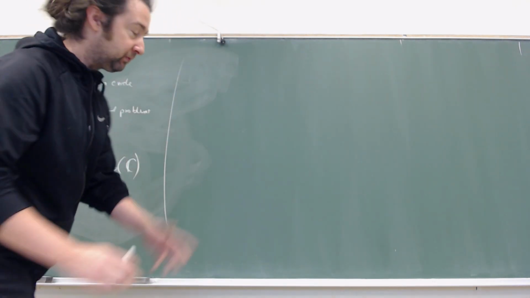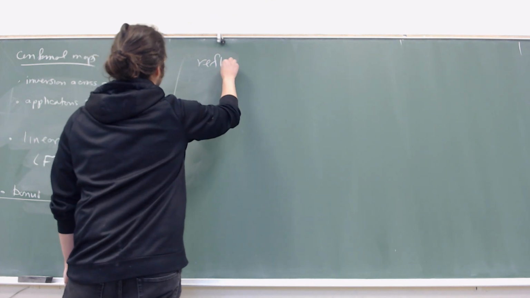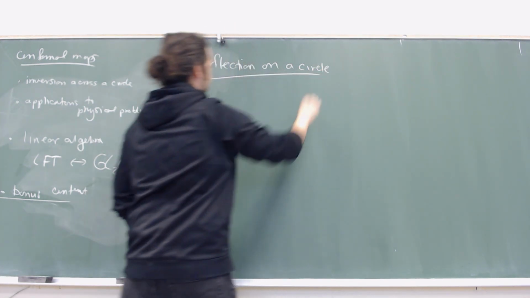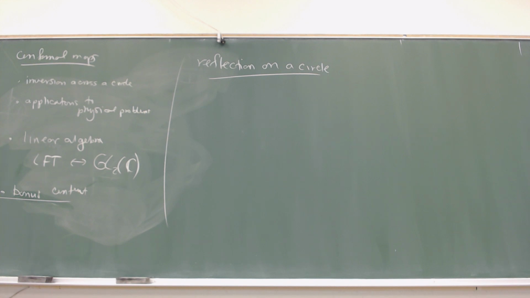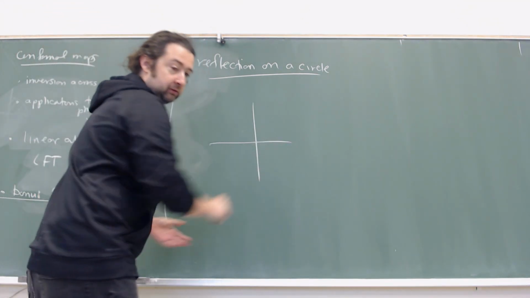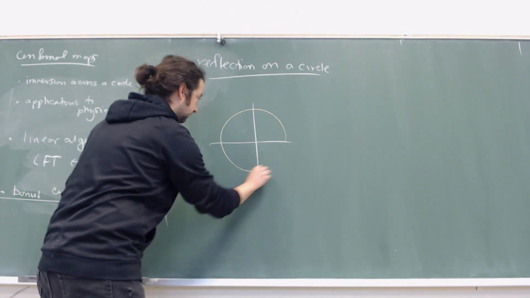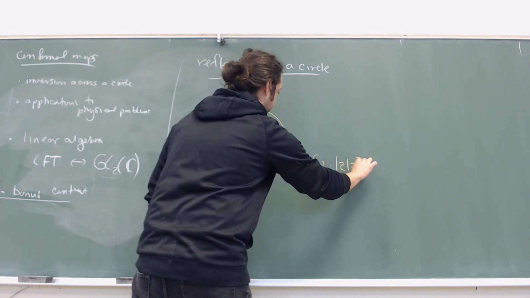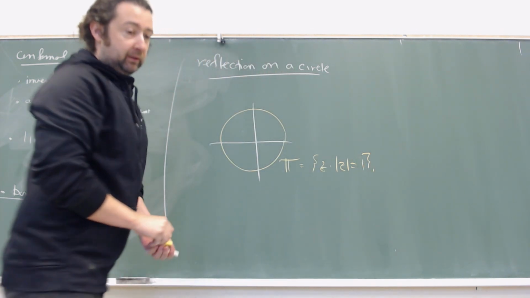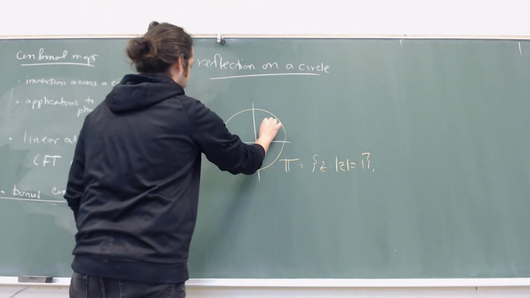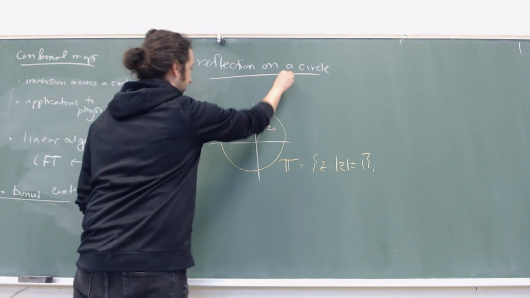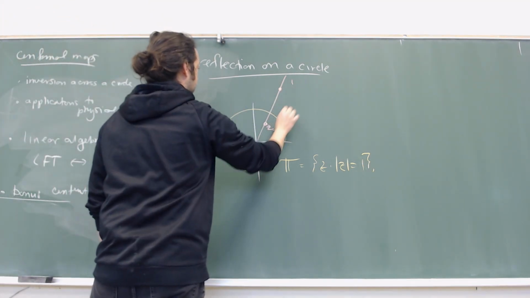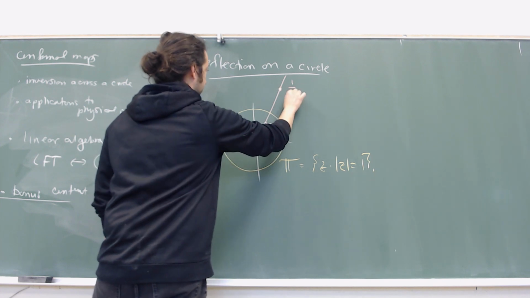Okay, so what we're going to talk about today is called reflection on a circle. The idea for this originally comes from the observation that we've already made, that if you start with the unit disk T, where T is the set of all z's where the modulus of z is equal to 1, and you pick a point z0 inside of it, and you draw a ray from the origin through z0, then living out here is the point, let's call this just z, 1 over z bar.